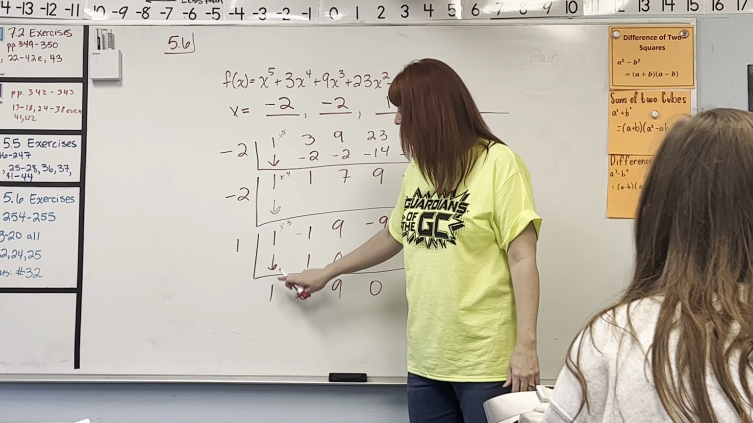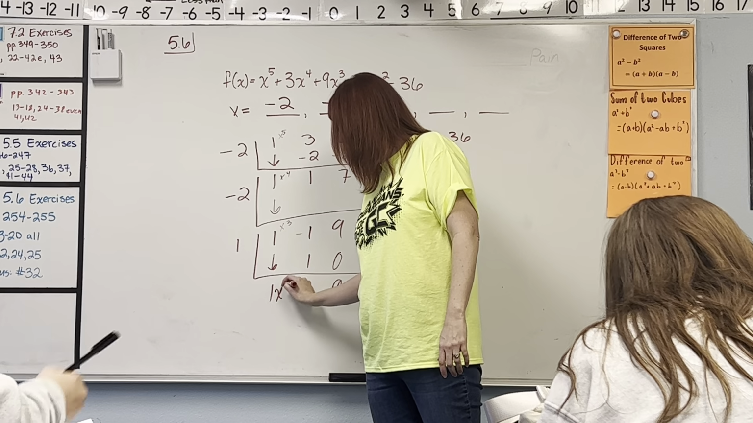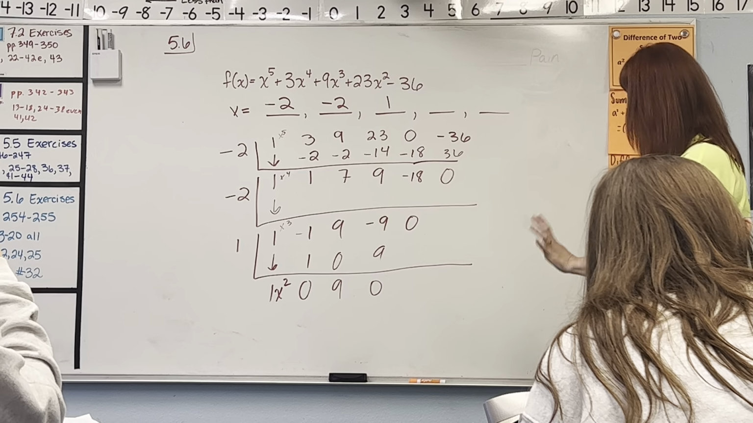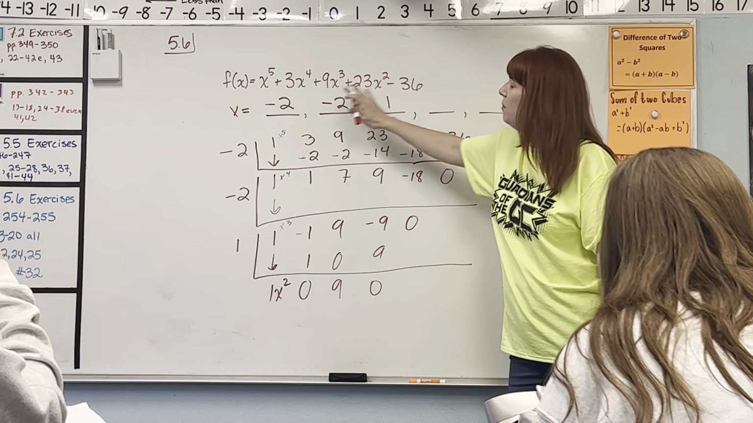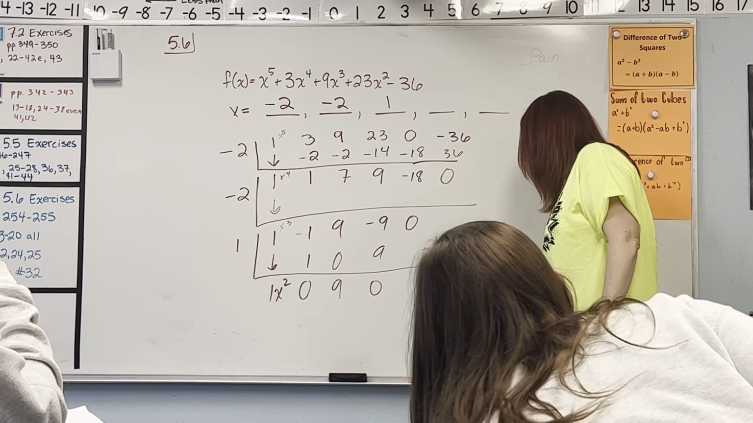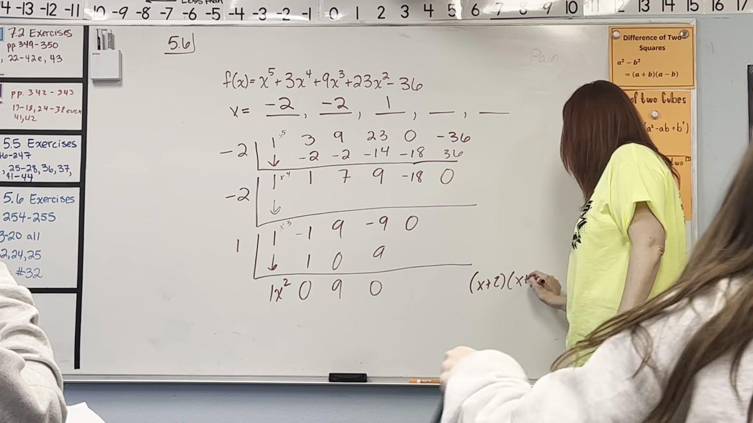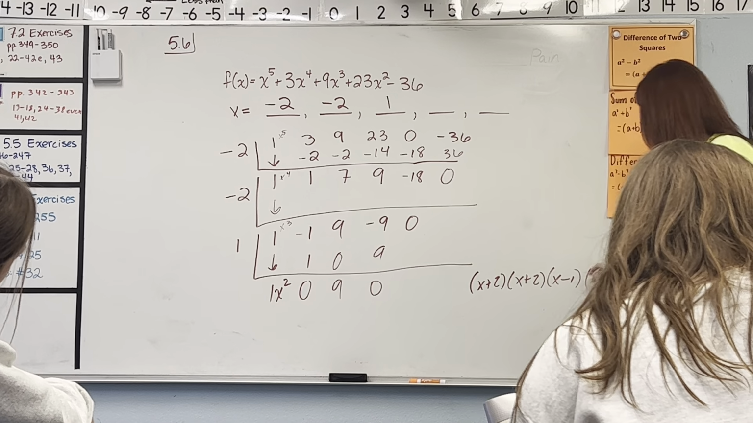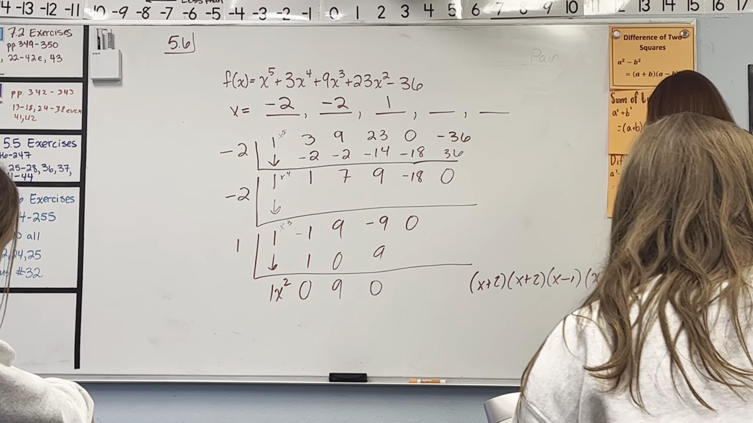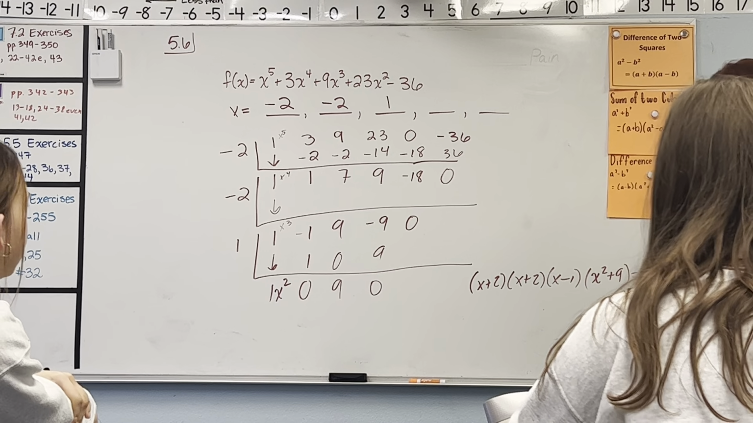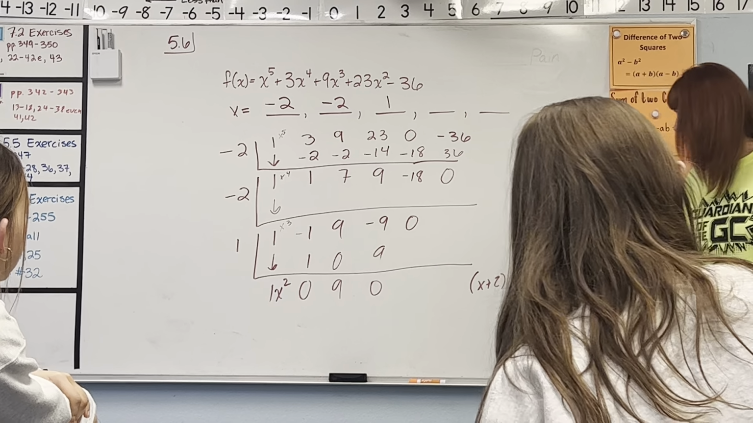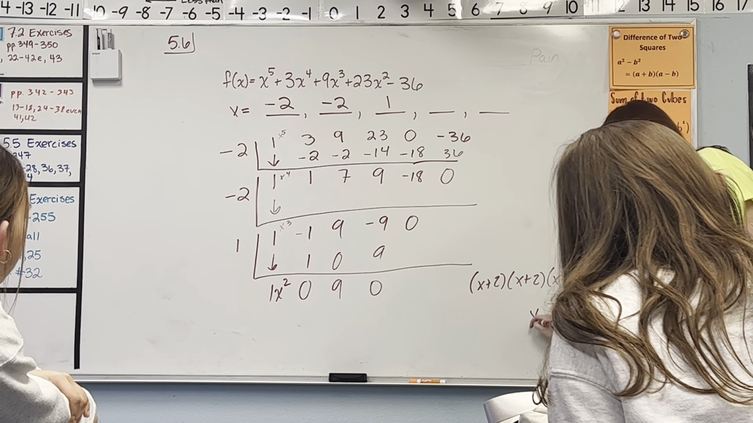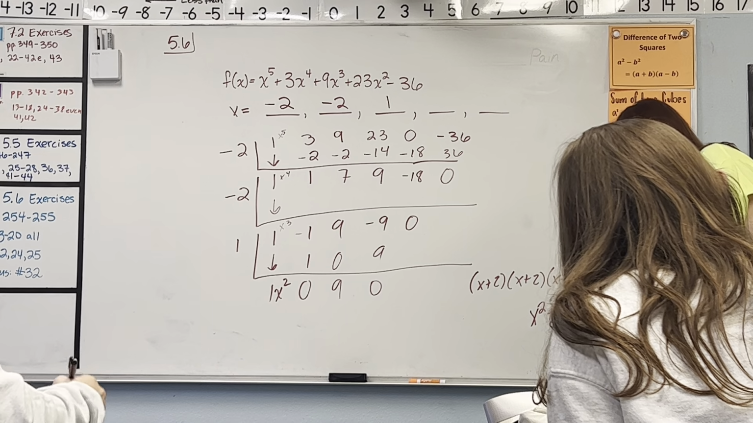So if this was x to the 3rd, that means this would be x squared. That's 0x, so we don't really need that, and then plus 9. So if you wanted to write this whole thing in the factored form, it would be x plus 2, x plus 2, x minus 1, and then the last bit, x squared plus 9, equal to 0. We've already got these 3 solutions, so we don't really need to mess with those. We just have to solve this last little piece, x squared plus 9 equals 0.